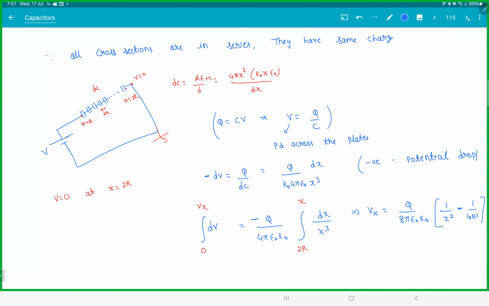I solved using this formula. What is that formula? Q into 1 plus 1 by K, 8 pi epsilon. I'm not sure where you got that formula from. Here, K is also variable. K is not constant. Is this thing clear, everyone?